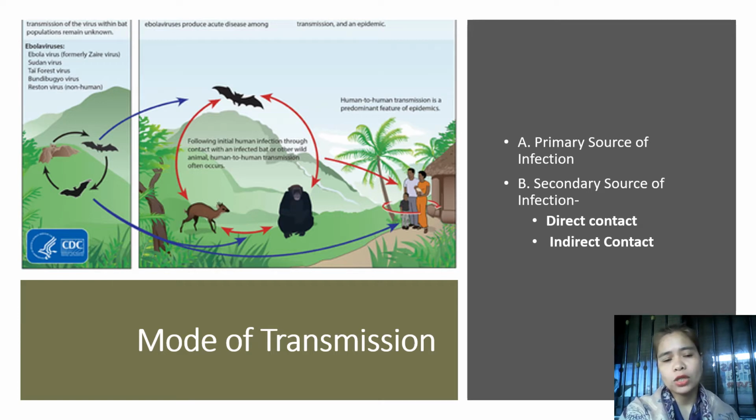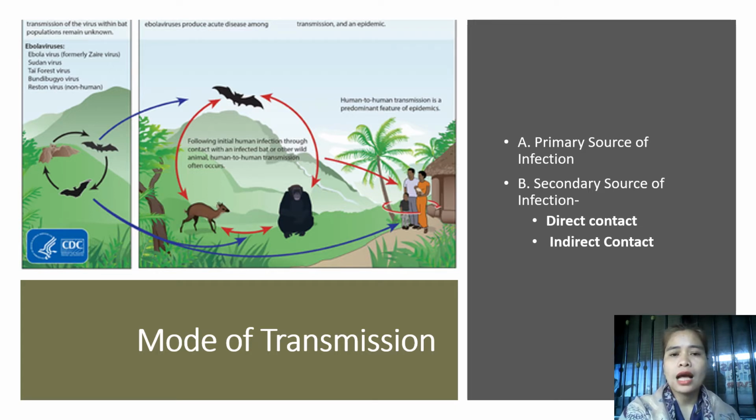Another way by which we can contract Ebola is by indirect contact. Ebola can be transmitted indirectly by contact with previously contaminated surfaces and objects, or exposure to objects like needles that have been contaminated by an infected person. That's why one of the most commonly infected groups of Ebola virus are the healthcare providers. The dead body of an infected person can also be a source of infection.